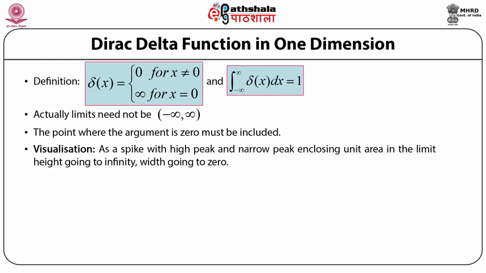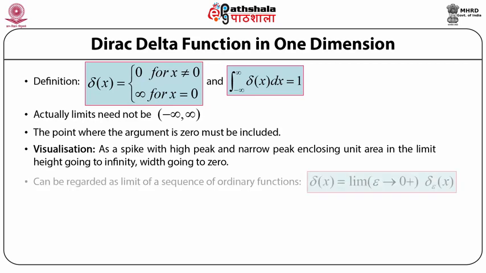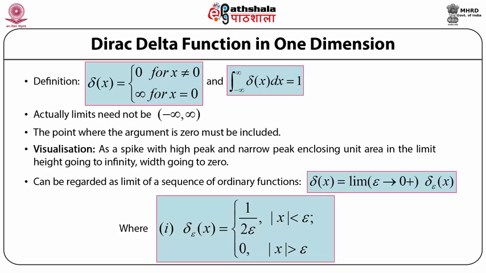So in this manner, one can visualize the Dirac-delta function as a spike function, and by this definition we can regard the Dirac-delta function as a limit of a sequence of ordinary functions. So the Dirac-delta function delta x is equal to the limit epsilon tending to 0 plus of delta subscript epsilon of x, where delta subscript epsilon of x is equal to 1 upon twice epsilon for modulus of x less than epsilon, and is equal to 0 for modulus of x greater than epsilon.